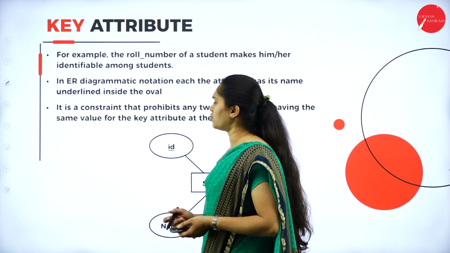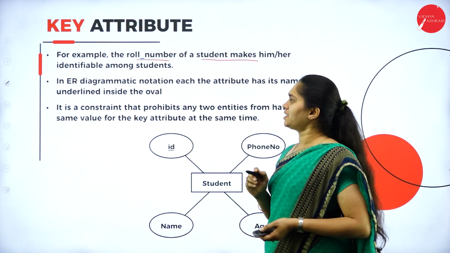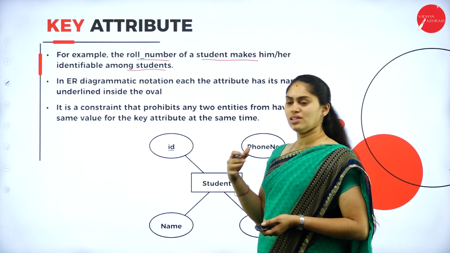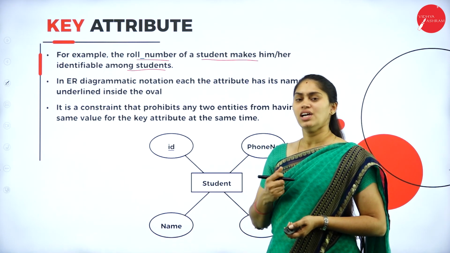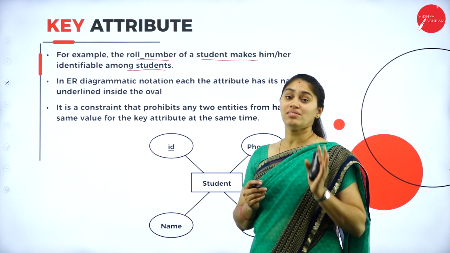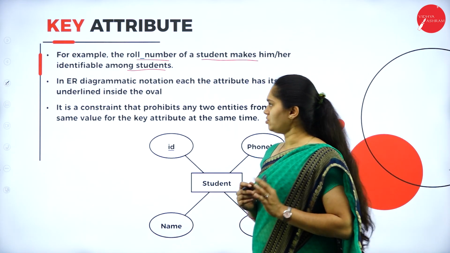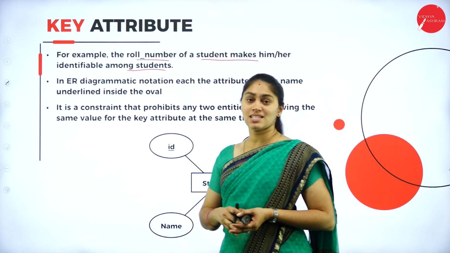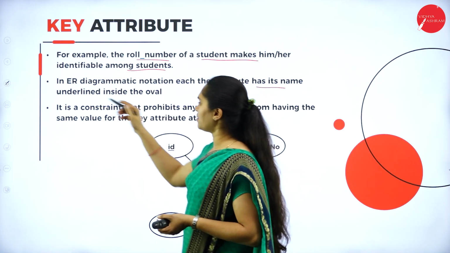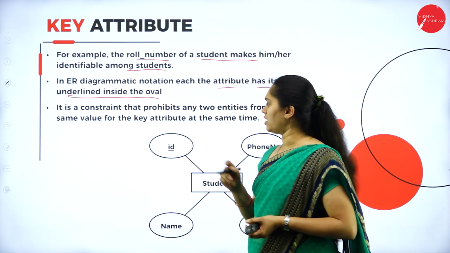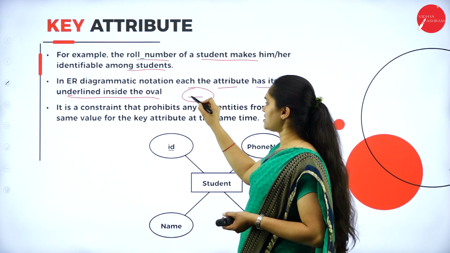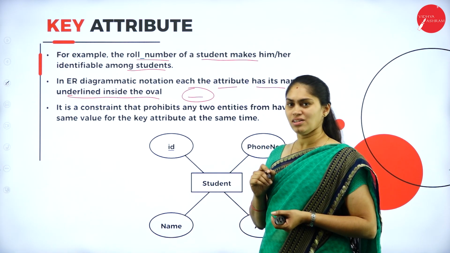So here we have some more examples. The roll number of a student makes him or her identifiable among students. Here also the key attribute has uniqueness, and whenever we use it, it will have a distinct value from one entity to another entity. Then how do we represent this key attribute in an ER diagram? Each key attribute has its name underlined inside the oval. So we have an oval, and within that I underline the name of the attribute.